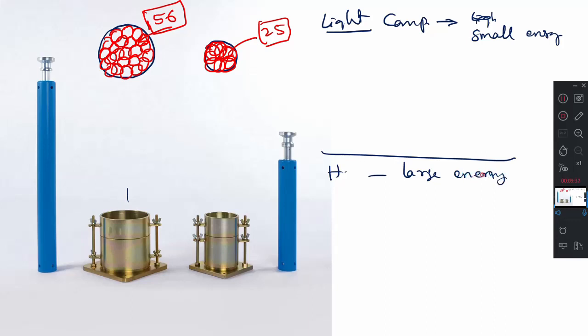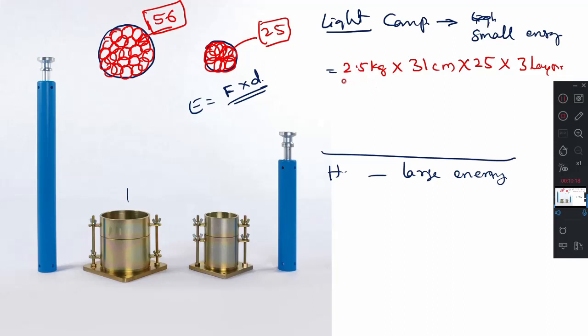Then how to calculate the energy? Energy is always force applied into distance, or otherwise drop. Force into drop. This is your energy. Now in the light compaction, how much force are you applying? You are applying 2.5 kg force, dropping it from 31 centimeter, 25 number of times, for 3 layers.